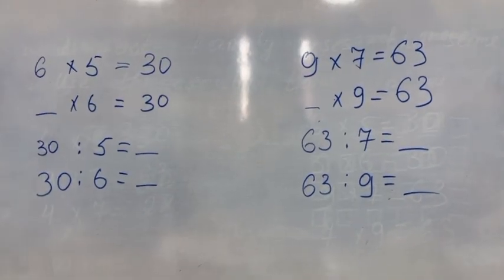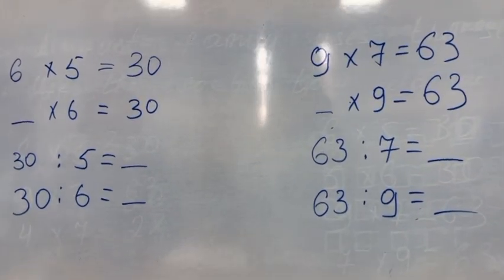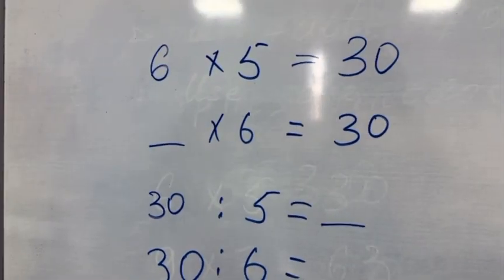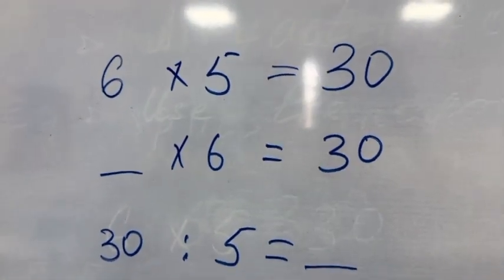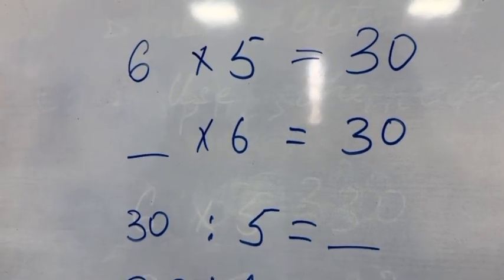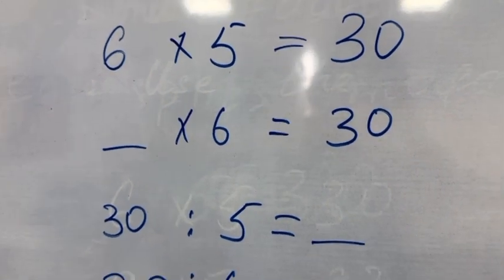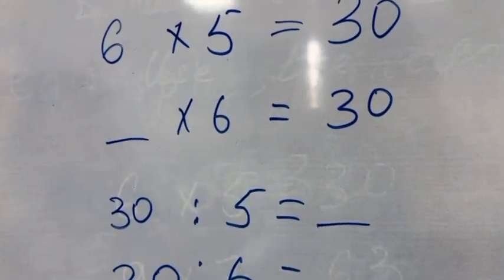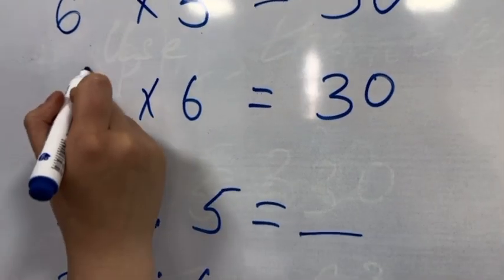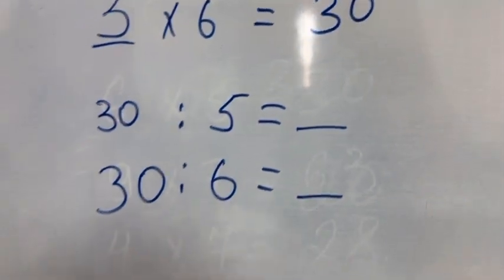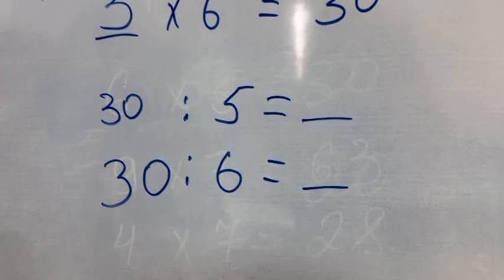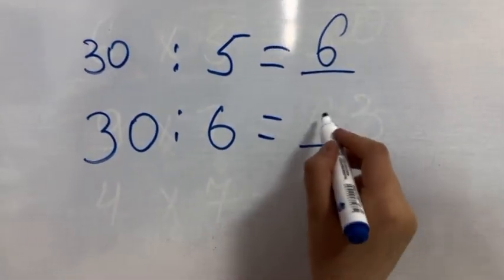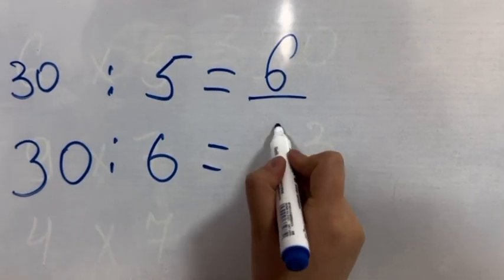I will give you another task. You should copy and complete each fact family. 6 times 5 equals 30 and blank times 6 equals 30. It is, yes, you're right, 5. 30 divided by 5 equals, yes, 6. 30 divided by 6 equals 5.